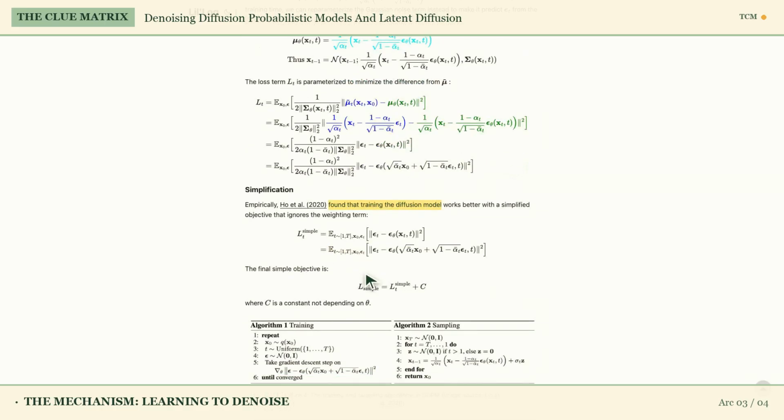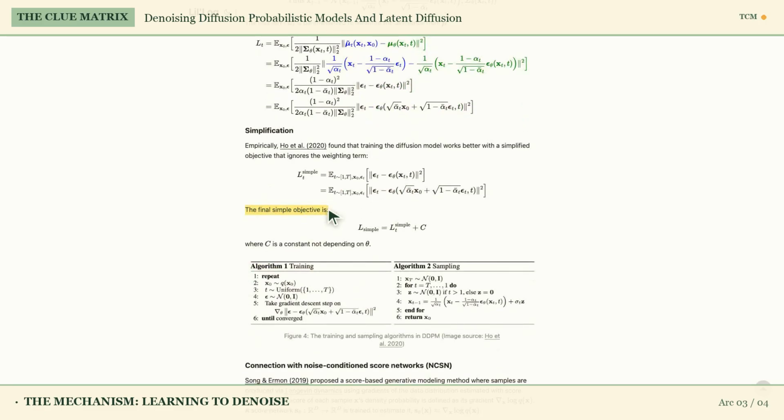Interestingly, Ho et al. 2020 found that training the diffusion model works better with a simplified objective. They simplified the complex variational lower bound. So sometimes focusing on the simplest, most direct task for the network is more effective than a theoretically more complex one?